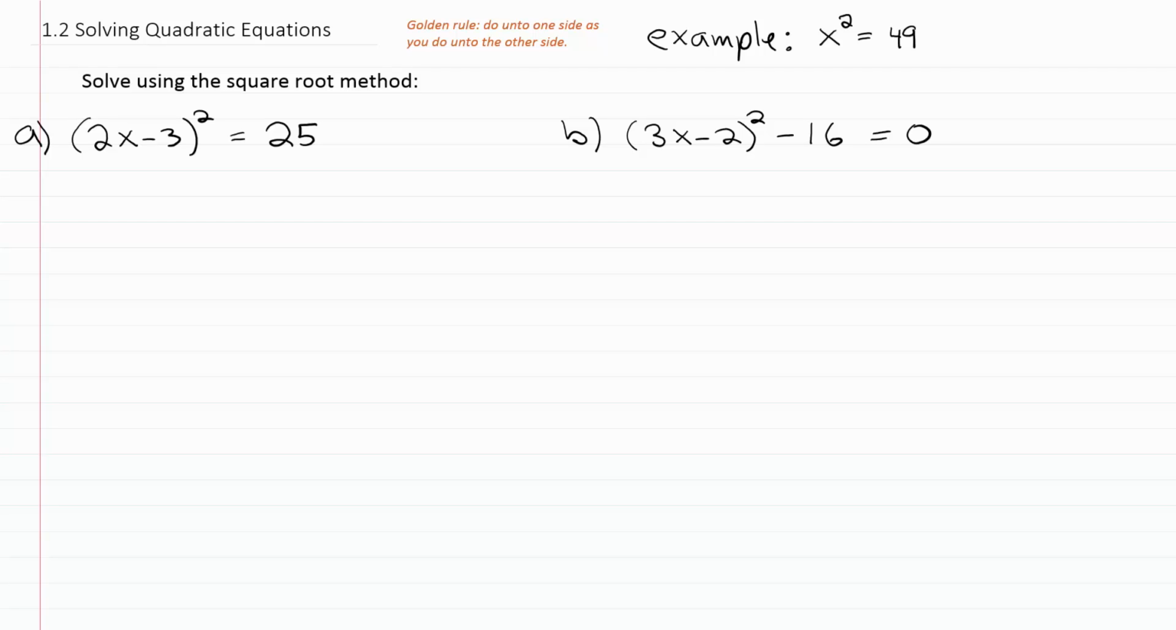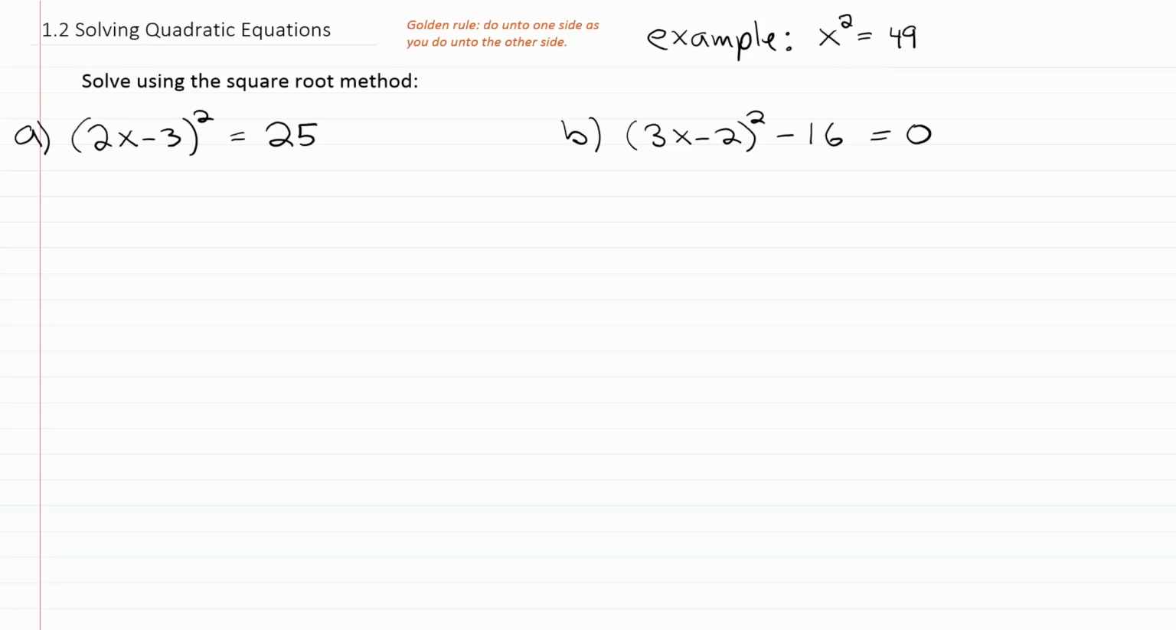In this video, we're looking at how to solve a quadratic equation using the square root method. So the basic idea here is we're going to take the square root of both sides of the equation because on either side of the equation we have something squared. So here's an example here. We have x squared is equal to 49 in the upper right-hand corner of your screen. The equation x squared is equal to 49 can be solved by taking the square root of both sides.